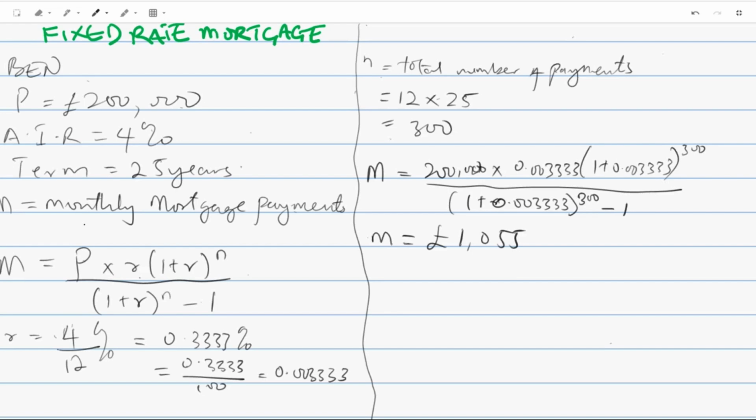To actually calculate the total payment over the 25 years, what you now have to do is multiply 1,055 by 300, and that should give you a total of, I think that's 500, if I'm not mistaken. That's fine. Correct me if I'm wrong. I think that's £316,500 approximately over the lifespan of the mortgage.